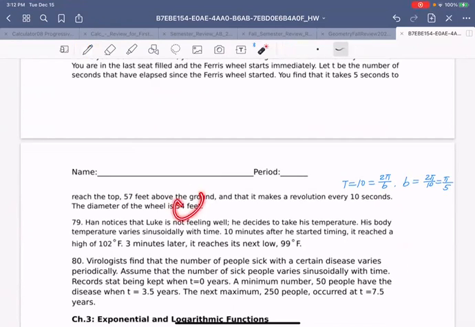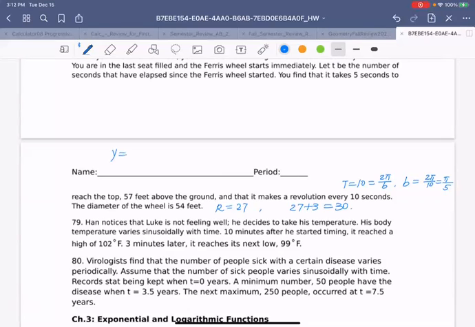The diameter of the view is 54 degrees. So the radius is how much? 27, right? Yeah. If the radius is 27, then the midline is how much? The midline is going to be 27 plus 3, which is 30, right?